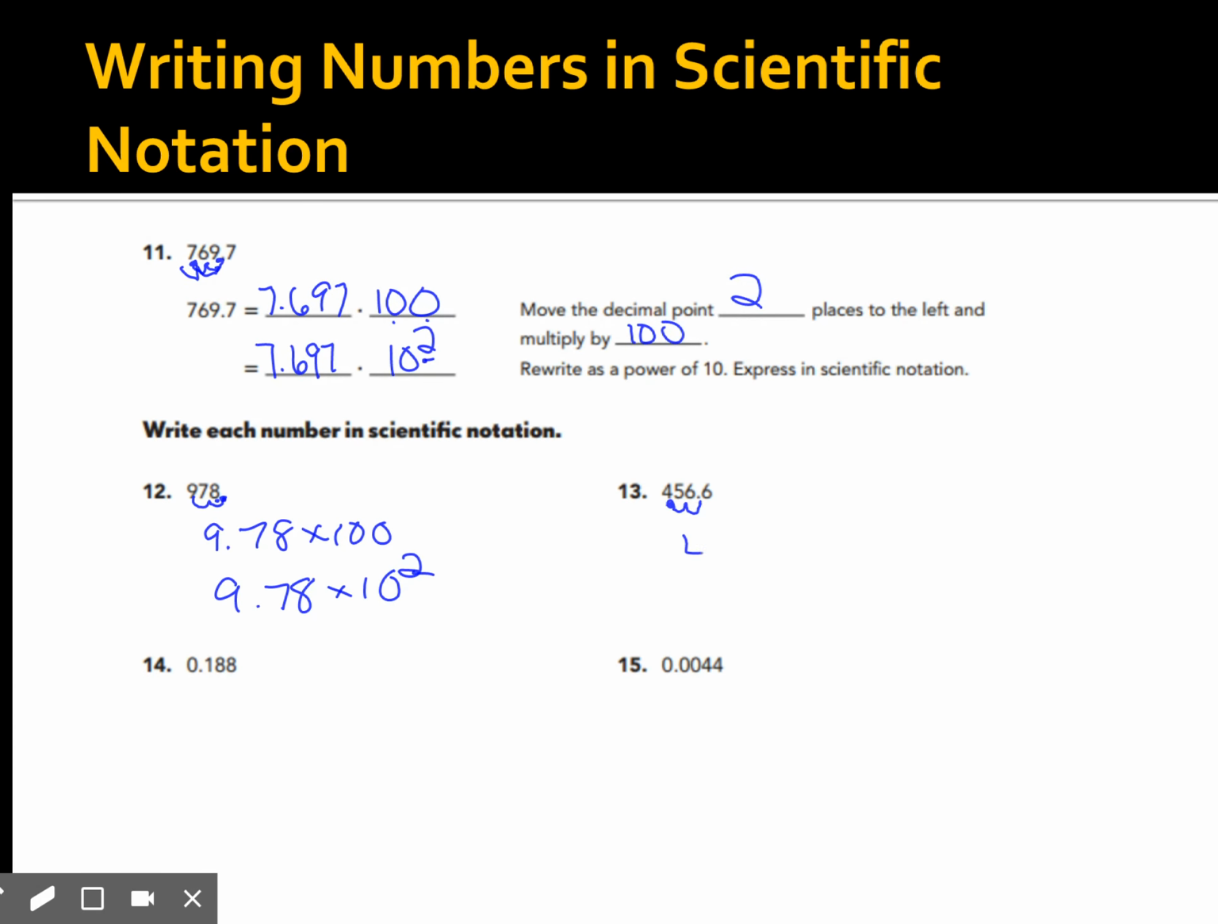So that becomes 4.566 times 100 because I moved it 2 spaces, or 4.566 times 10 squared.